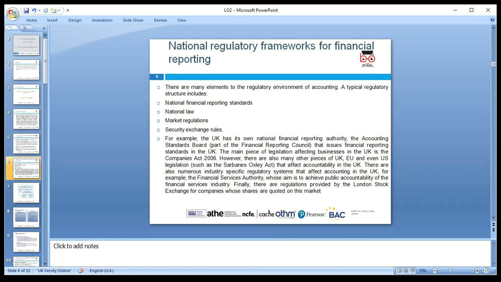Then national and regulatory framework. National means within a country. We have a regulatory framework, so auditors should explore whether we are following it or not, in external audit especially, which is compulsory. There are many elements of the regulatory environment of accounting.